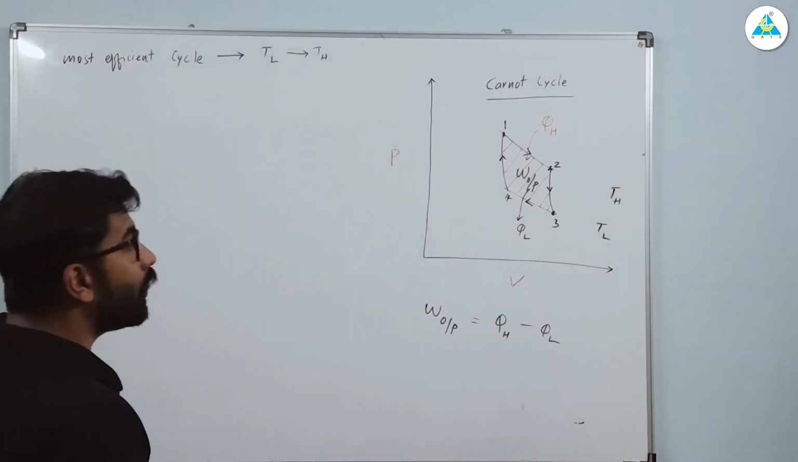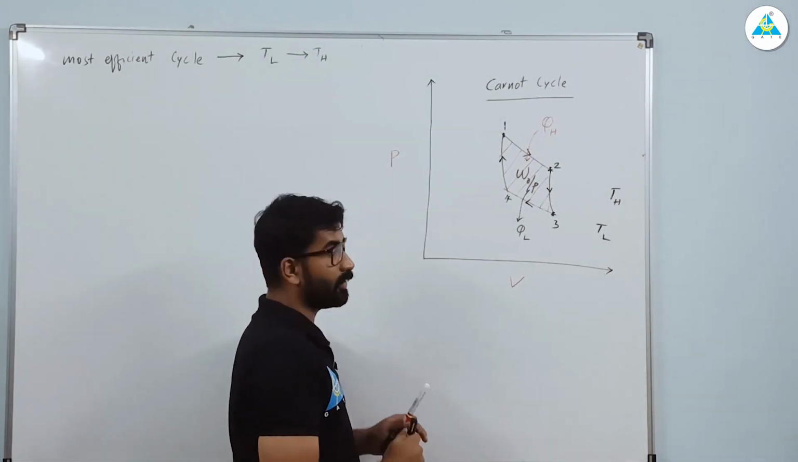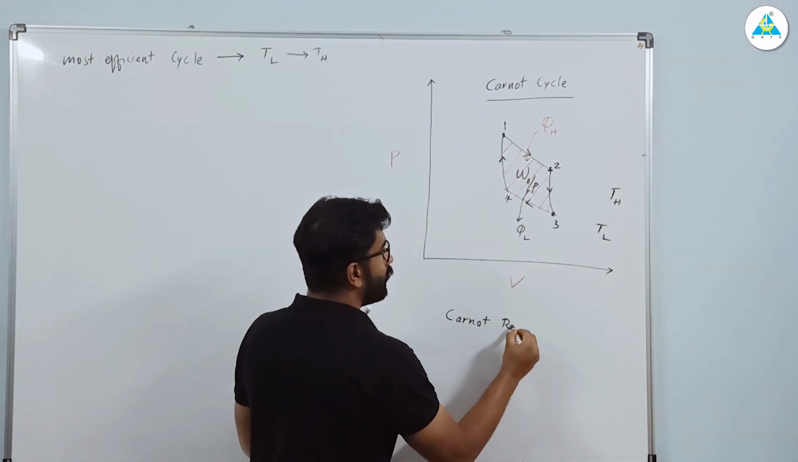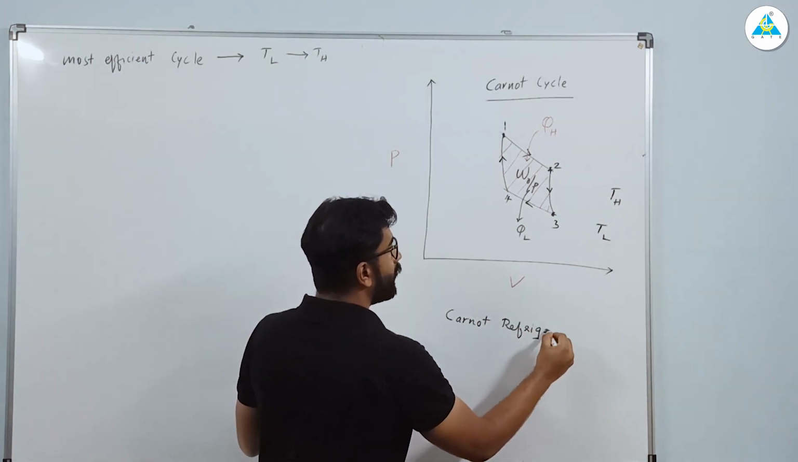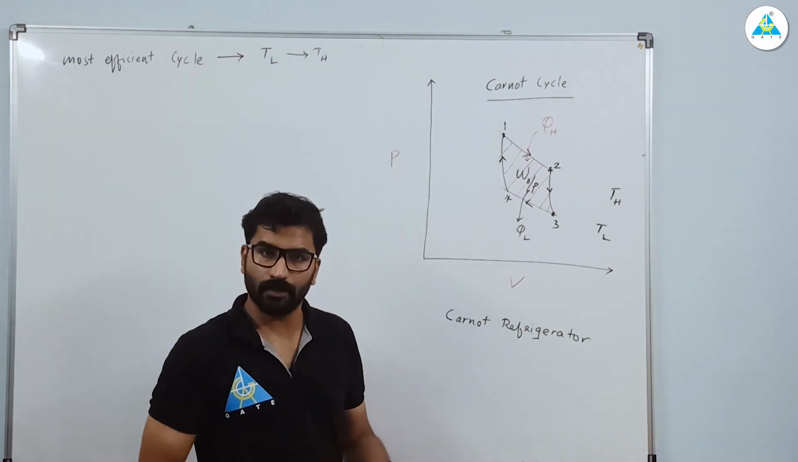Clear? Now, this is your Carnot cycle for a heat engine, or we can say this is a Carnot heat engine. Now, when you want to draw a Carnot refrigerator, what will we draw? We will do a reversible Carnot cycle in reverse, simple, right?